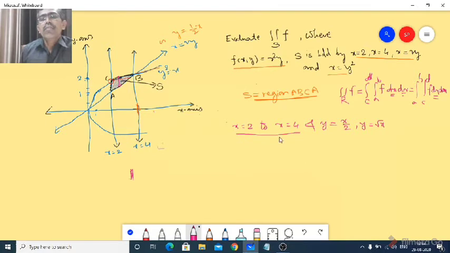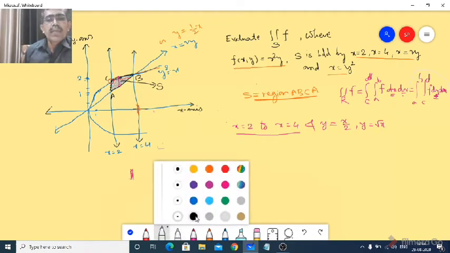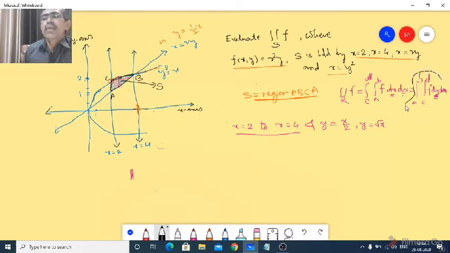Thus first of all I have taken a line parallel to the y-axis, because I want to make the integral first with respect to y. So I am dealing with this type of integral now. I want to integrate first with respect to y, then with respect to x.